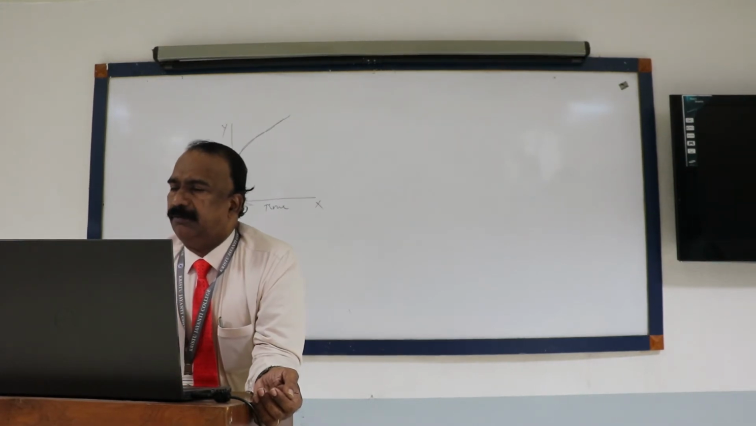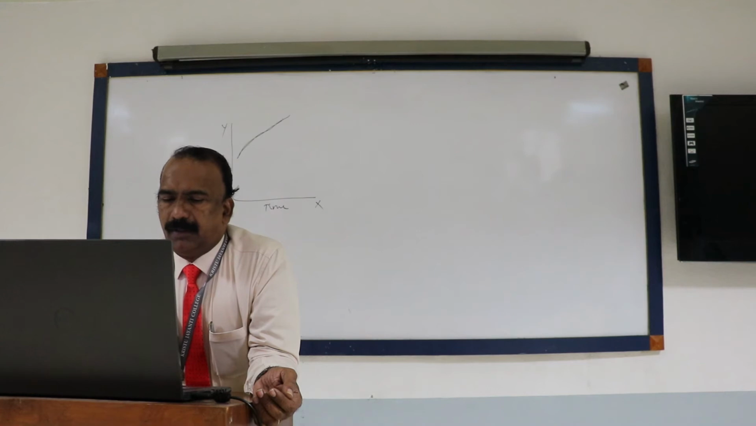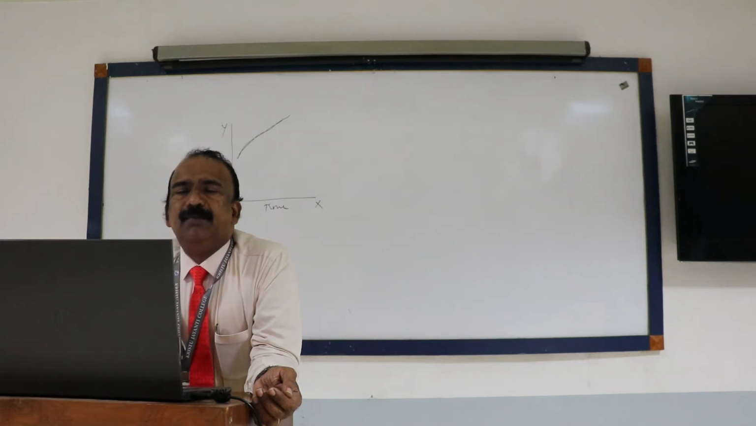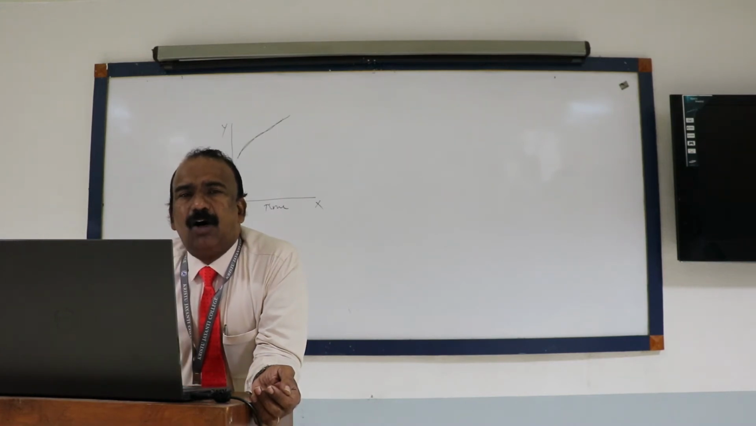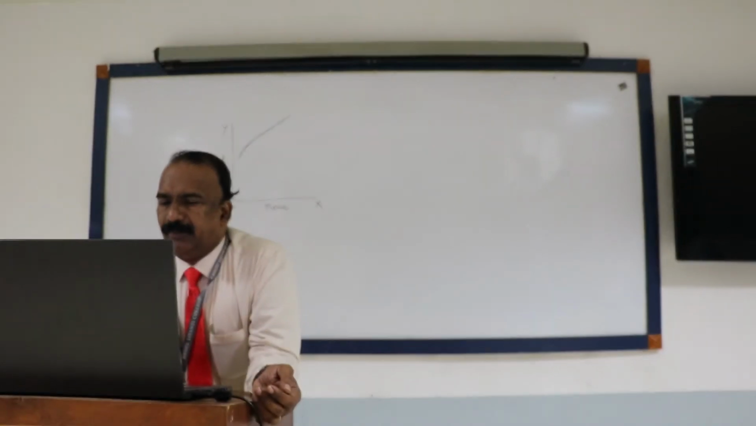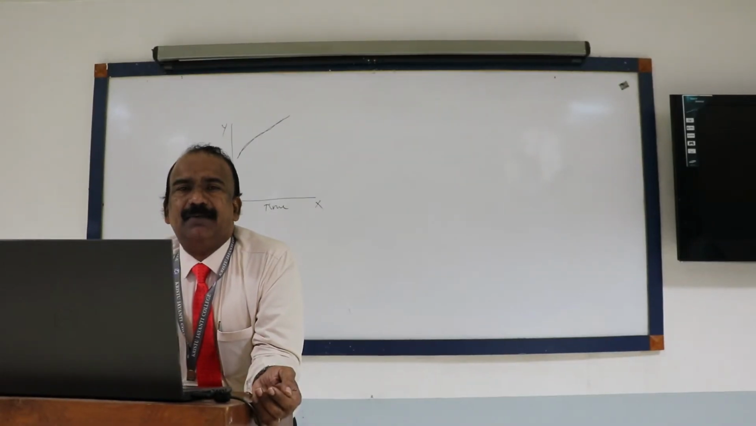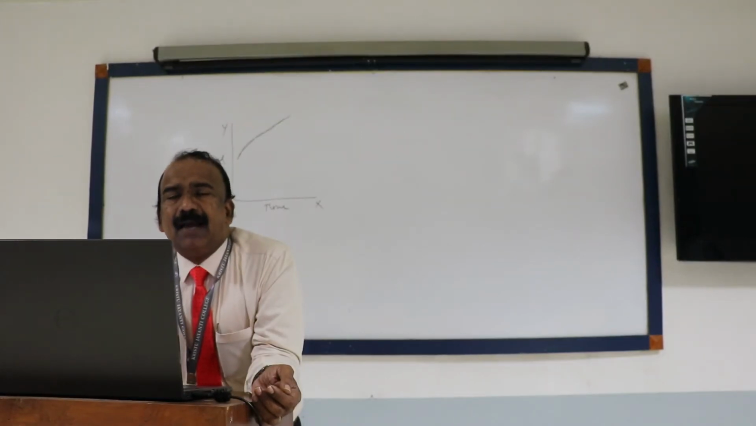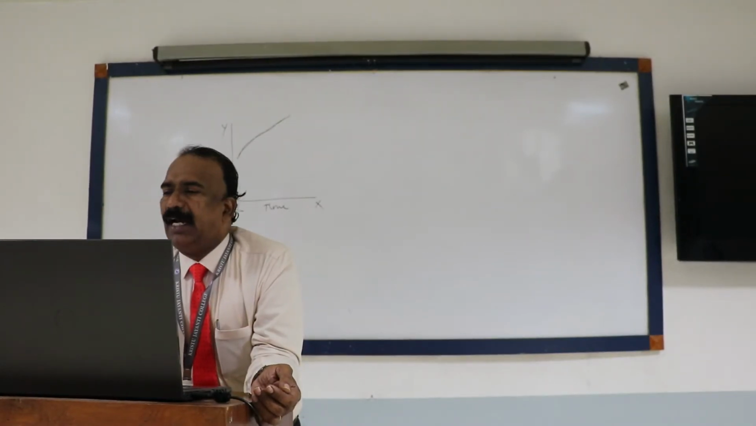Any clarification? Expectation theory, what is humped? Humped means either increases or decreases. It is expected to increase for some time and then fall, or it is expected to decrease for some time and then increase. That's called a humped curve.